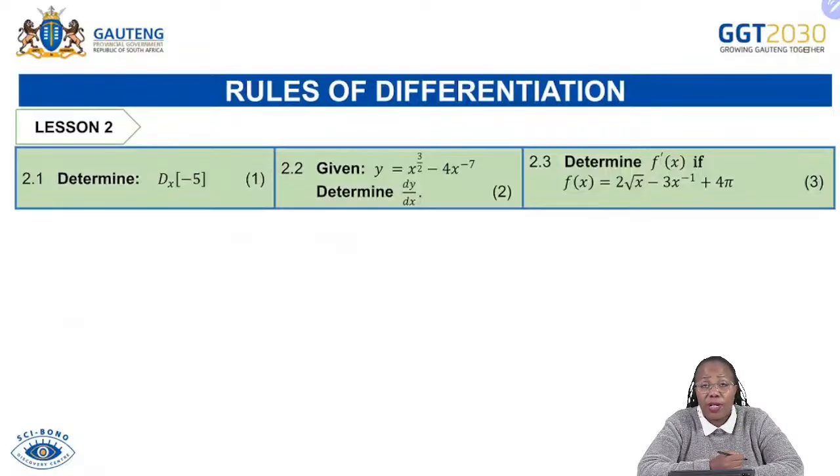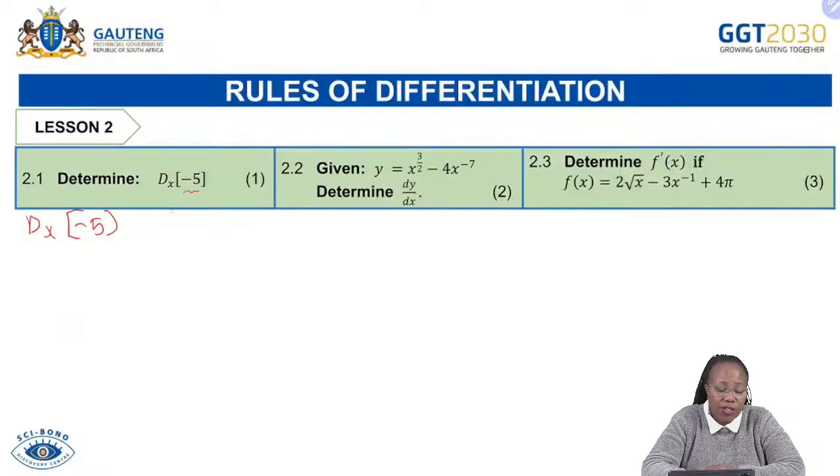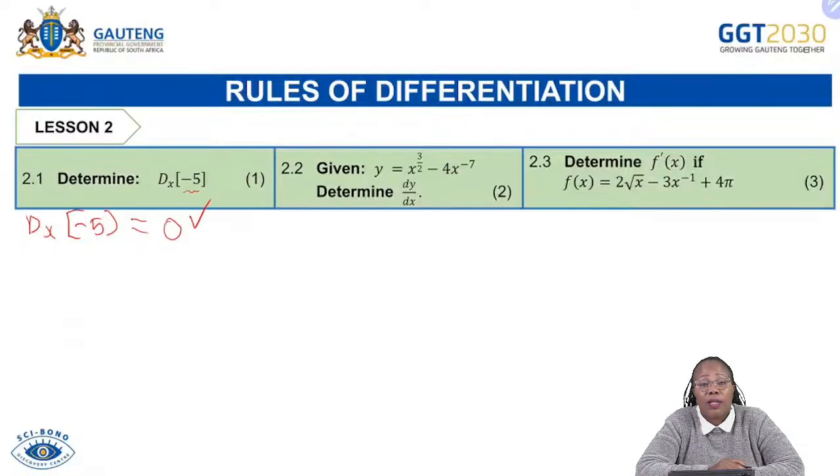And then now let's look at the examples. Number 2.1, they say determine d/dx of minus 5. I've already talked about the notation. We have a constant number, minus 5. What do we mean by a constant number? It's a number without an x. That means the derivative of that will be equal to 0. The derivative of minus 5, because it's just a number, the answer is 0. That is why it's 1 mark there.